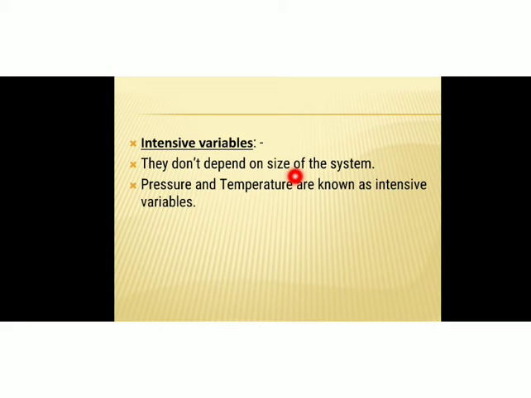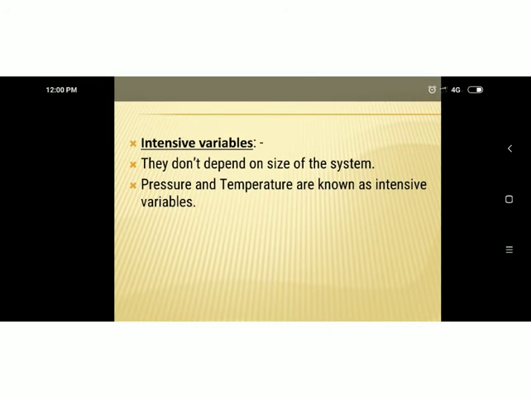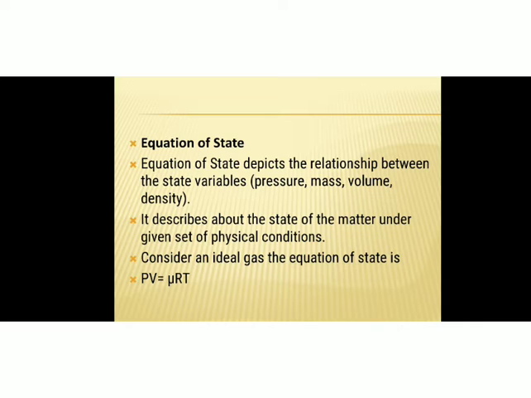Another type of variable is the intensive variable. These variables don't depend on the size of the system. They are independent of the size of the system. For example, pressure and temperature are known as intensive variables. Now, the equation of state. From the name itself, it is an equation, and this equation shows the relationship between the state variables. We know the different types of state variables like pressure, mass, volume, density, all are state variables.